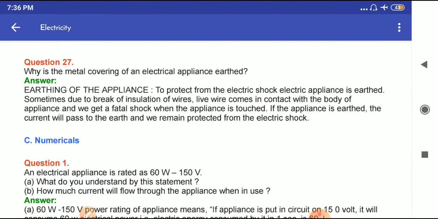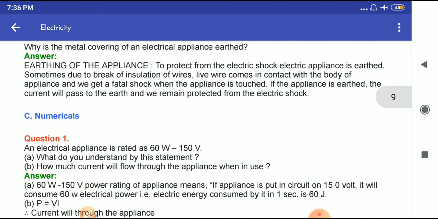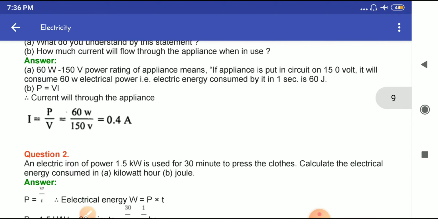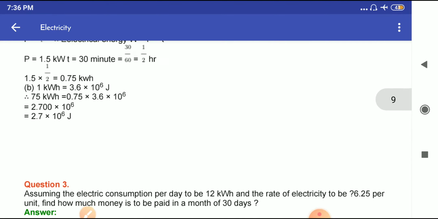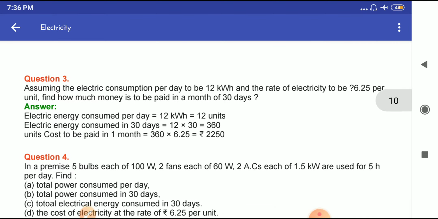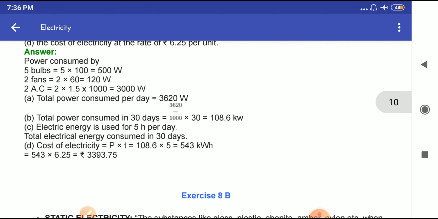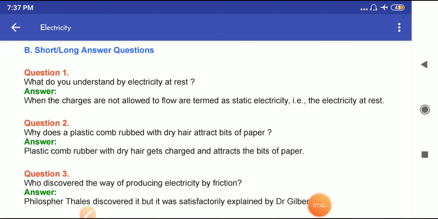Either you can take a screenshot or you can simply pause the video and complete your work. And these are your numericals of part A. You can complete this work in your notebook. Now part B, 8th B. Question answers of this 8th B part.